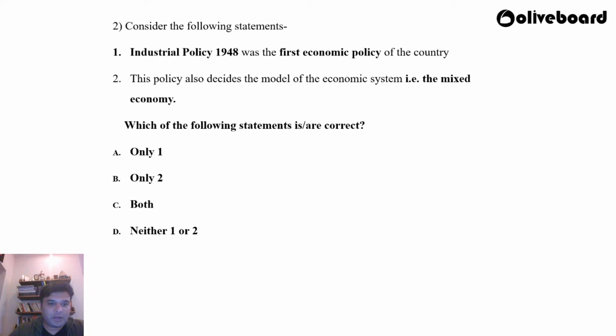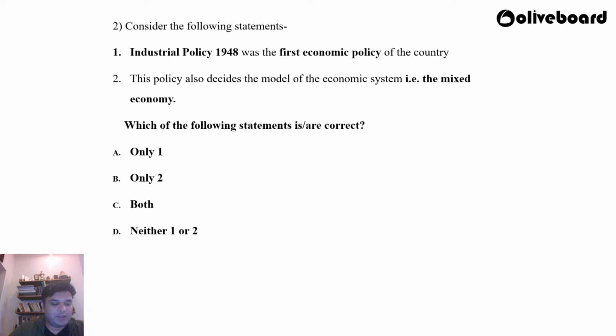So, having waited for another 10 seconds, I'm tempted to give you the correct answer. Let's move on. The answer is C. All of you have given the correct answer. Both the statements are correct.